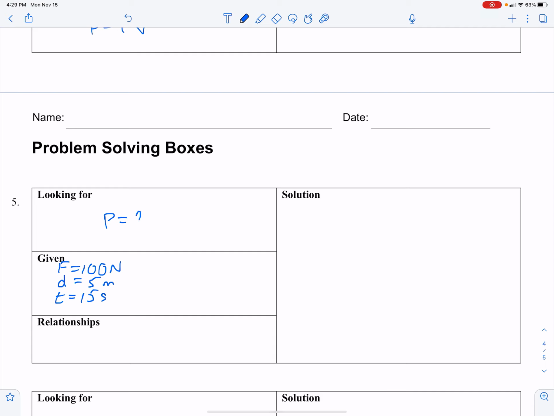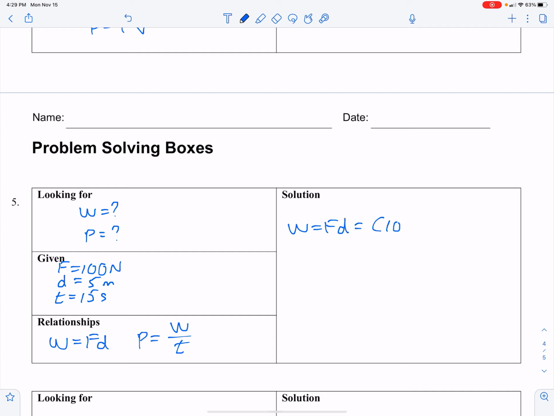Again, we're looking for power. Since I have all three of these, I have to split it up, because what I'm actually looking for is work and power. I'm first asked to find work, then I'm asked to find power. But we need our work equation, and once we find the work, then the power is just the work divided by the time.